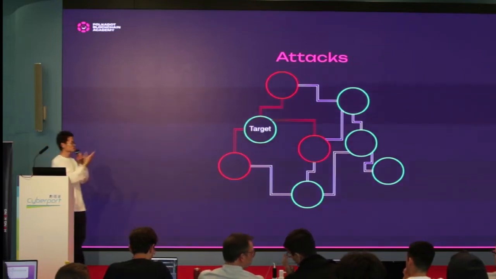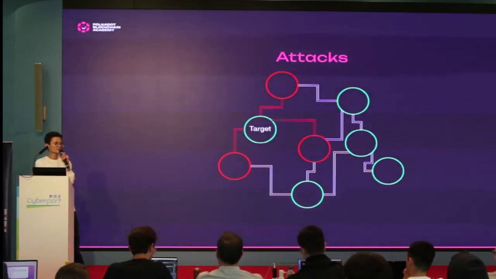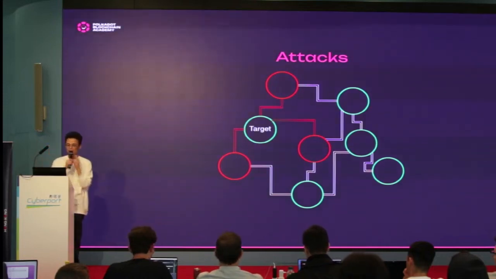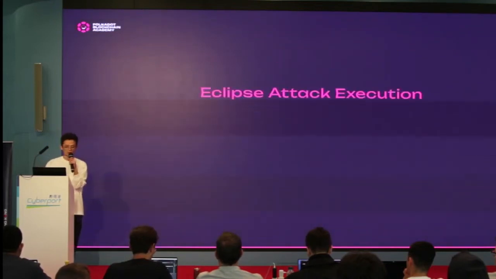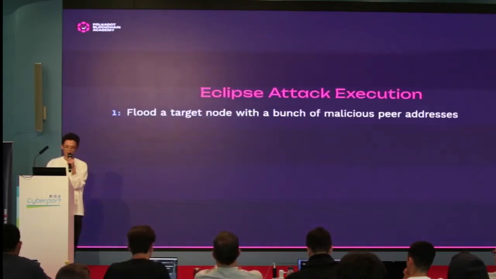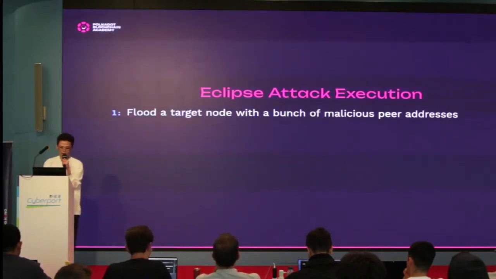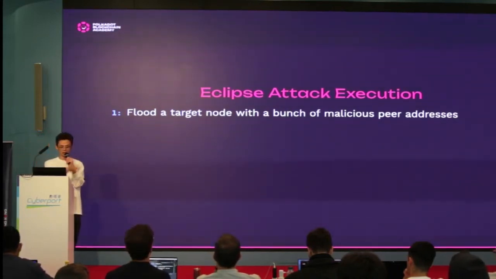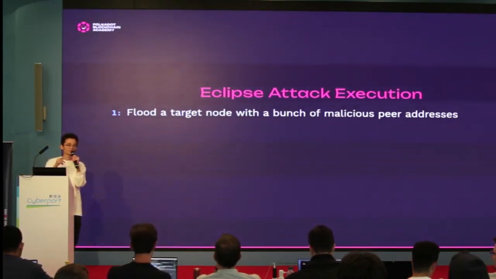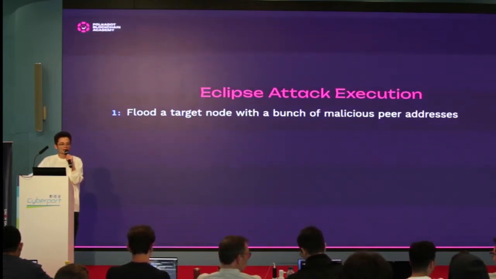So for example, such a target node has 3 neighbors, and it is possible to make all 3 nodes owned by myself. So in this way, I can attack the target. It's also called Eclipse attack execution. So what does it mean? We can flood a target node with a bunch of malicious peer addresses. It means when a target node is connected to the network, I can inform him or her of a list of malicious peer addresses. Like when Alice was connected to the Bitcoin network, and I am the bootstrapping node.